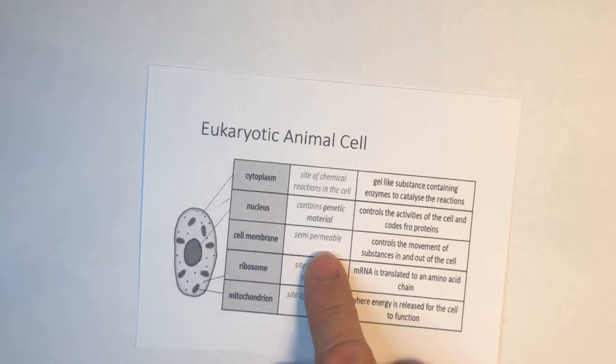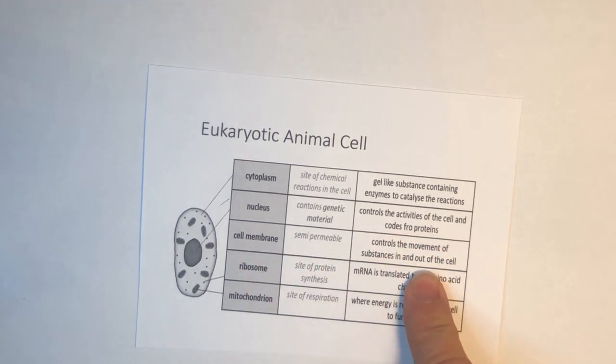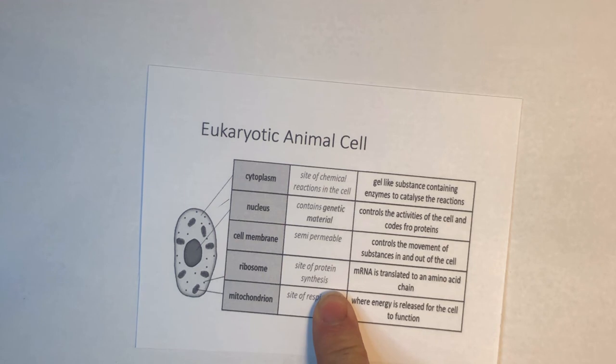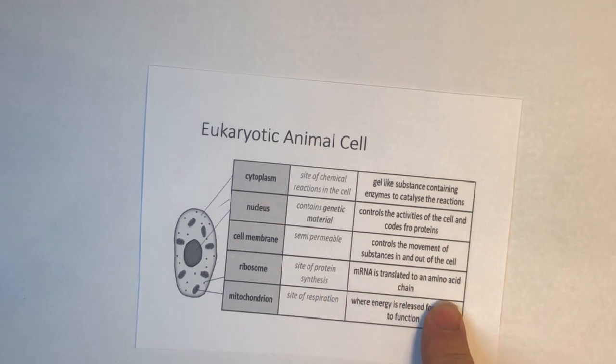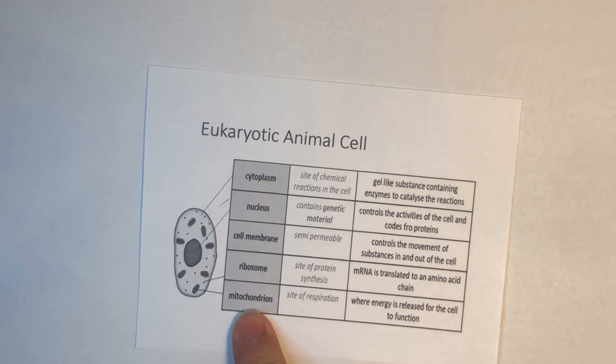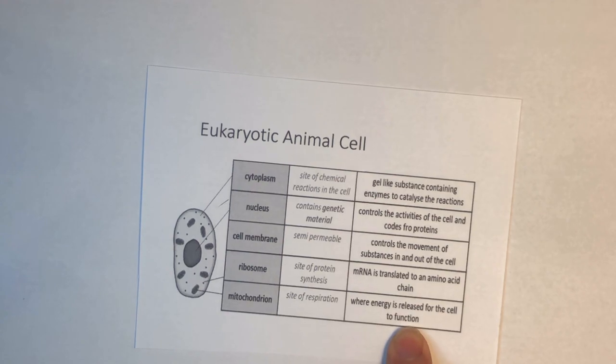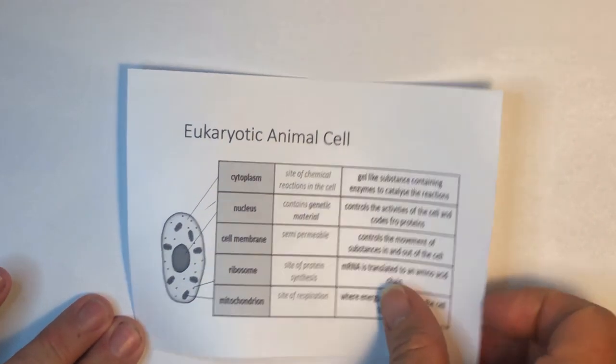The cell membrane is semi-permeable. It controls the movement of substances in and out of the cell. The ribosome is the site of protein synthesis, and this is where mRNA is translated to an amino acid chain. And the mitochondrion, the bigger dots there, is the site of respiration where energy is released for the cell to function. That answers the first possible eukaryotic cell question.